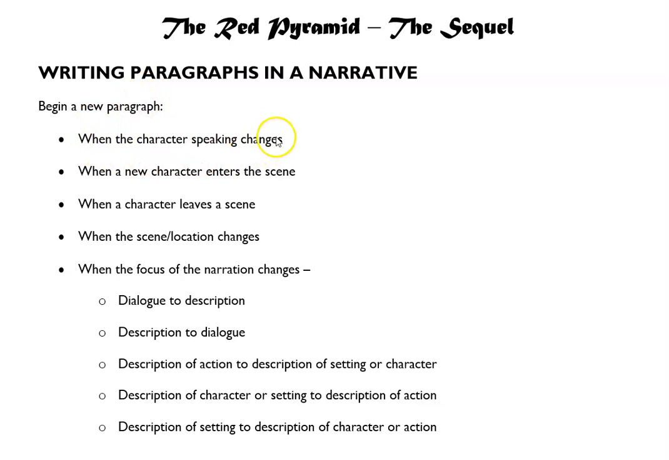So, the obvious one that I think most of you learned is that when the character who is speaking changes, you start a new paragraph, even if it's one word. Or one sentence, right? Or part of a sentence. It doesn't matter. If the character who is speaking changes, because you have dialogue going back and forth, you start a new paragraph each and every time.